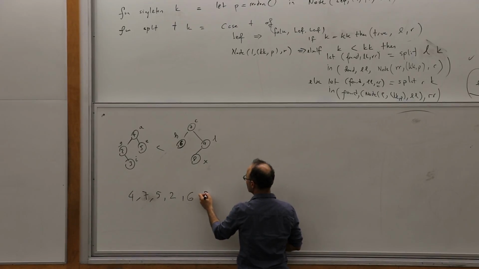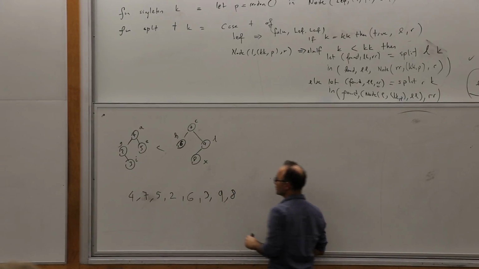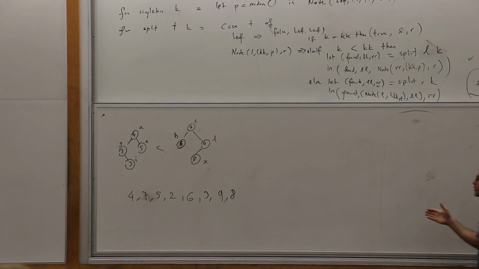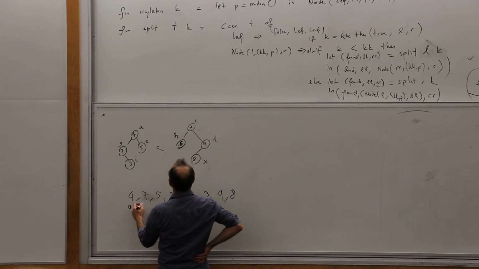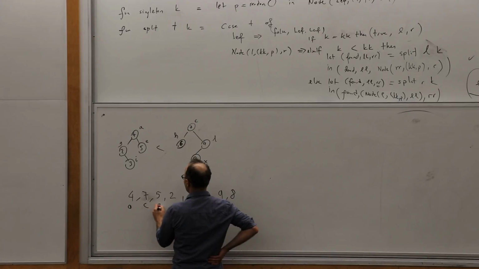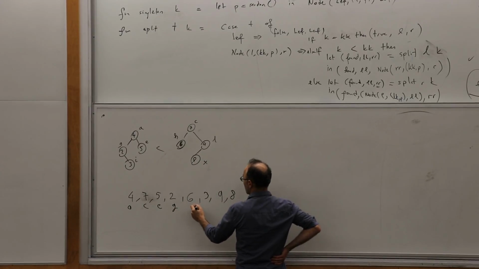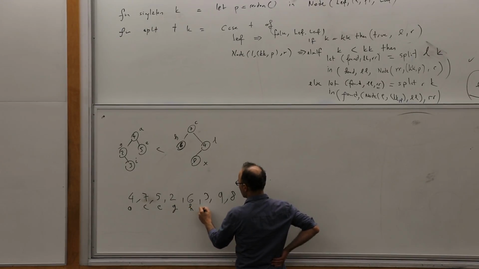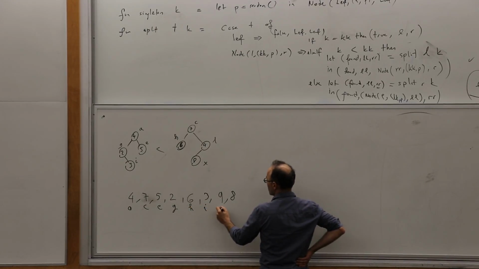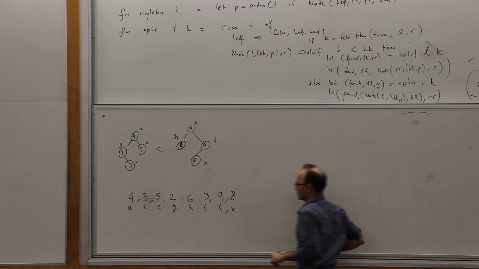Is it 3? 3, 9, and 8. Right? Okay, these are according to the priority sort. So we get A, C, E, G, H. 3 is what? I. 9 is L, and 8 is, where is it? X. Okay, that's our sort.